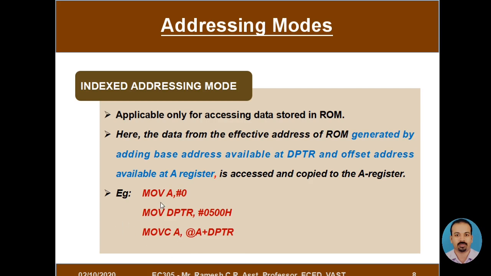Okay, so in this case you can see these are opcodes. There are three instructions here. These two are MOV opcodes and this is MOVC. MOVC is the mnemonic which is used by 8051 to indicate that the processor in the 8051 microcontroller is accessing an external ROM location. Okay, so MOVC is the only mnemonic which can be used to access the external ROM locations or any other external memory.